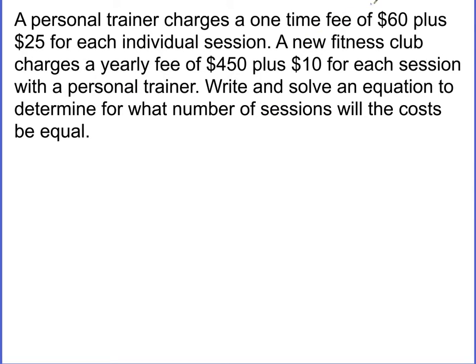Okay, so we just are going to write two simple expressions, and then we're going to set those expressions equal to each other to find out when that number of sessions is equal. So $60 plus $25 for each session would be 60 plus $25 times the number of sessions. Use whatever variable you want there. Then a new fitness club charges a yearly fee of $450 plus. So this is the part for the fitness club, $450 plus $10 for each session.